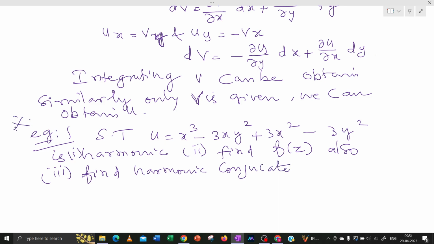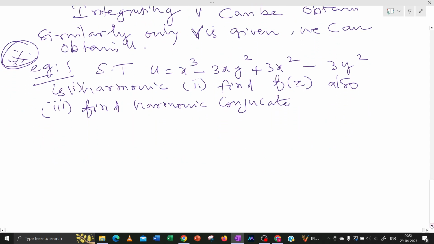This is a very important question. Many times the same question is repeated, because using the Milne-Thomson method, constructing an analytic function is very important. How can we solve this? Step by step we can do that. Write the solution for this.